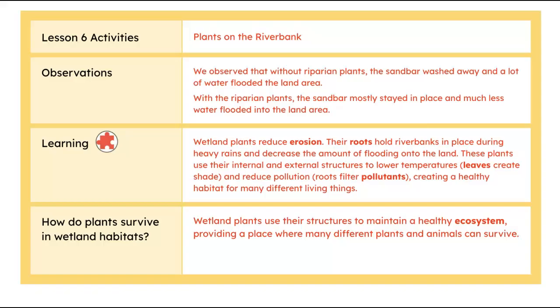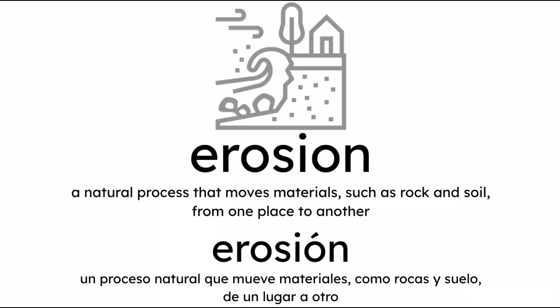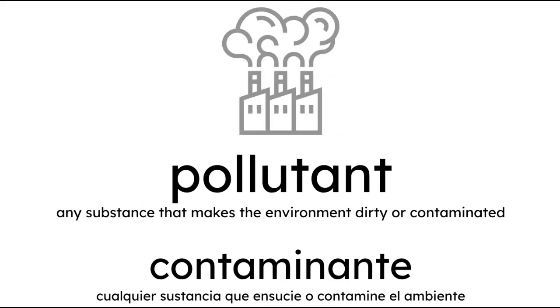By the end of the discussion, students should understand that wetland plants use their structures to maintain a healthy ecosystem, providing a place where many different plants and animals can survive. You'll also have students read Wetland Plants, Superheroes of the Ecosystem. During the reading and discussion, you can post and discuss the erosion and pollutant vocabulary cards.